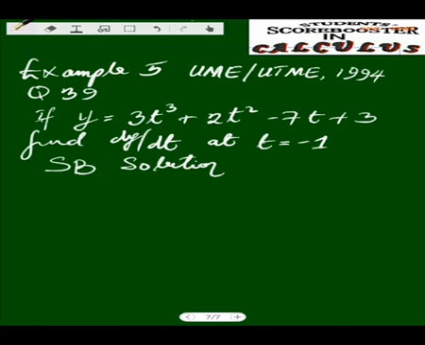So the first thing to do is to find the derivative. So we say dy/dt. Oh sorry, let me write the question. y is equal to 3t cubed plus 2t squared minus 7t plus 3.